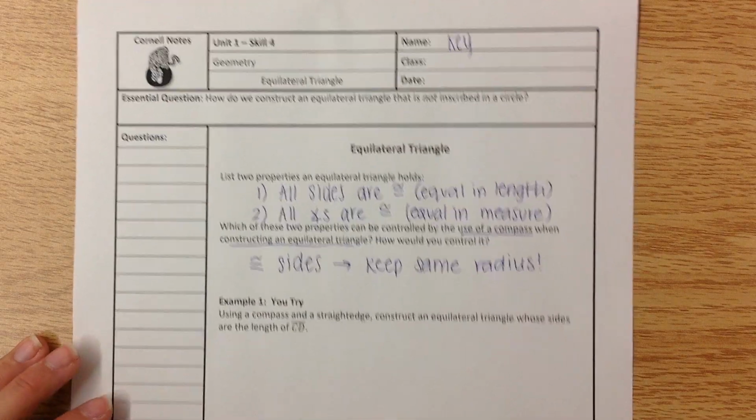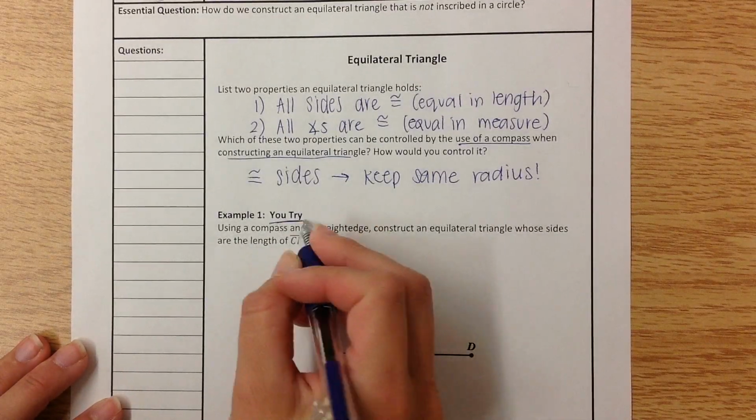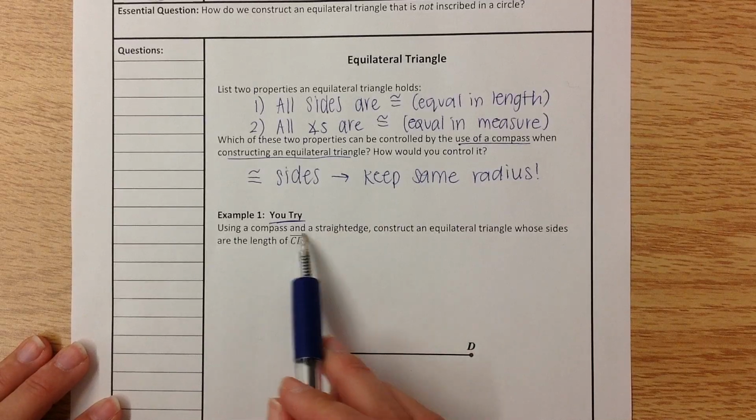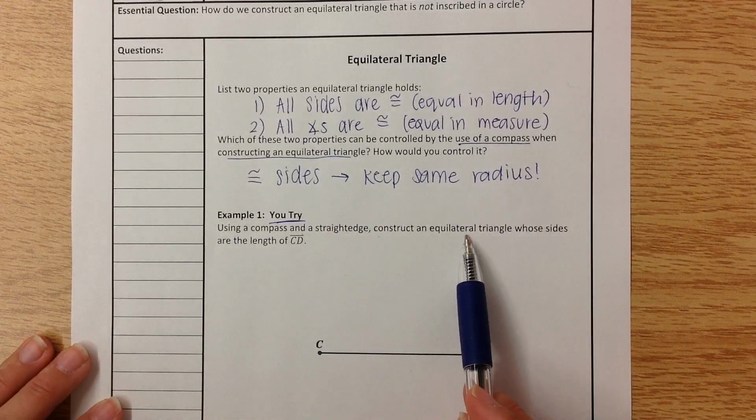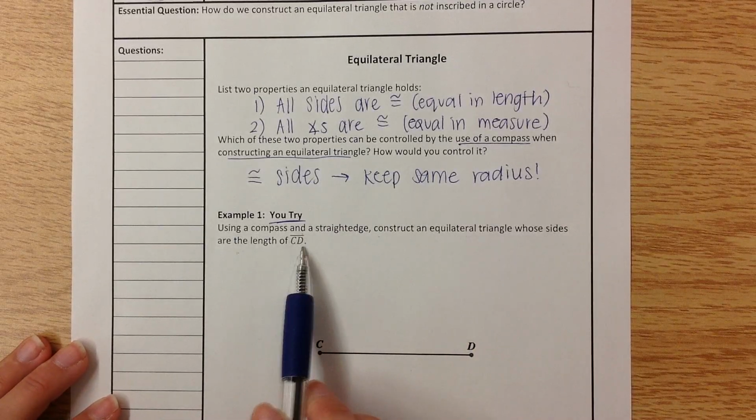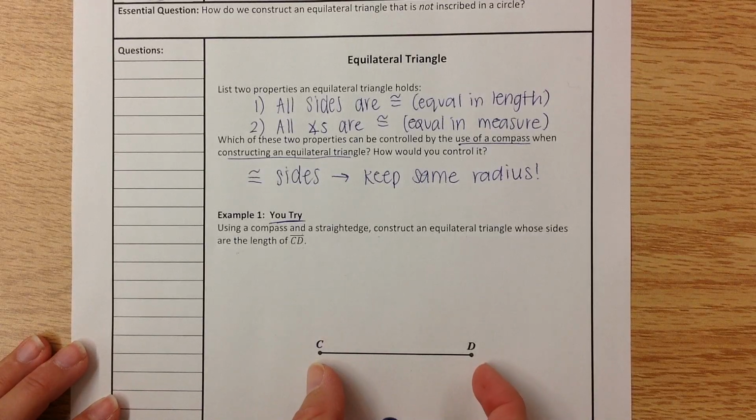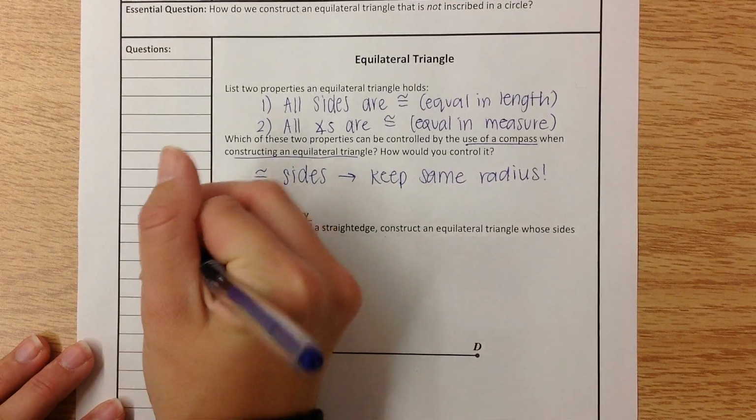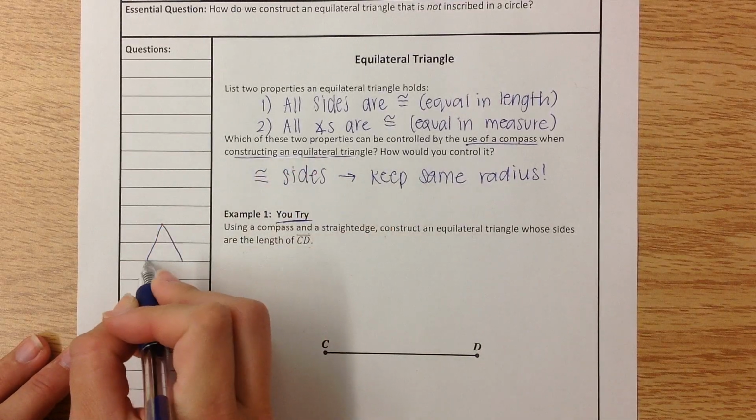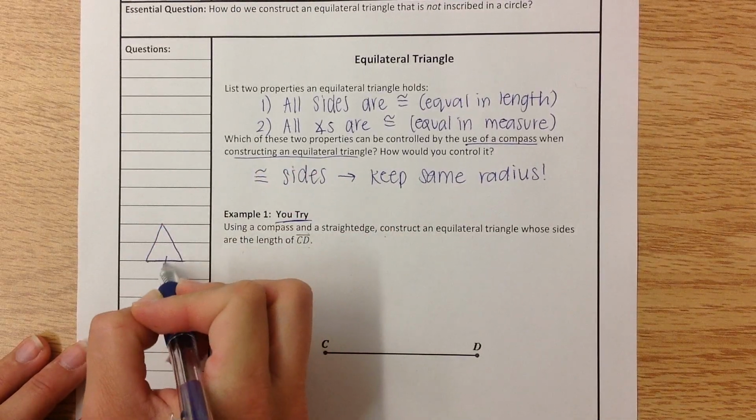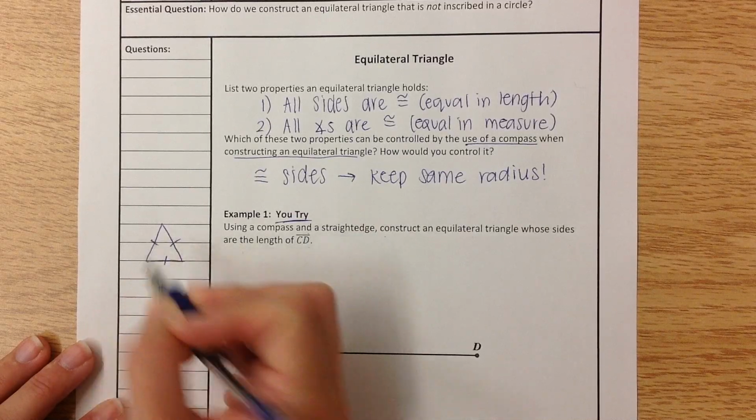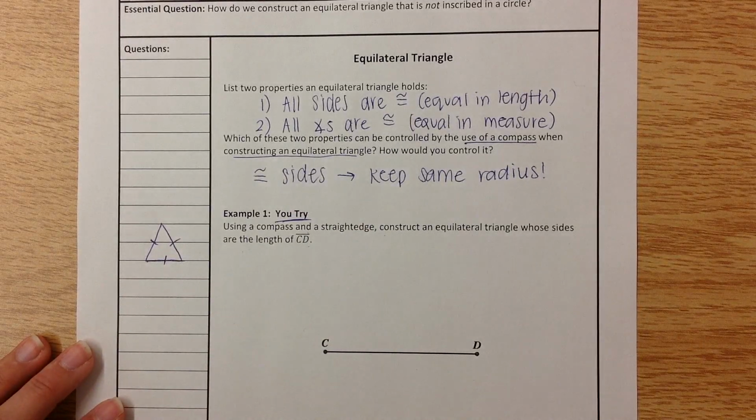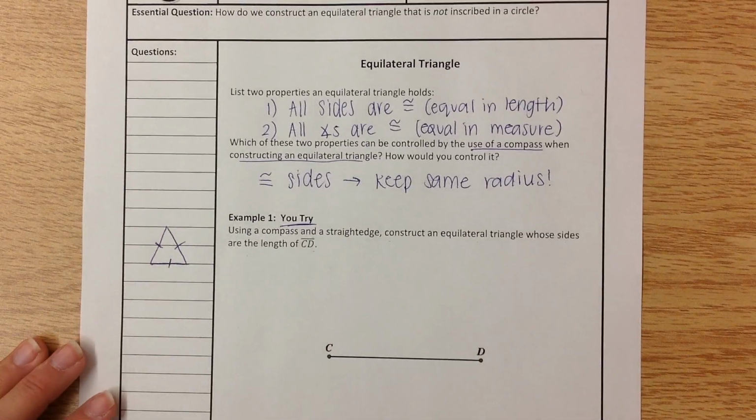So what I'm going to have you do is just pause your video, and I want you to try using a compass and a straight edge to construct your equilateral triangle whose sides are the length of CD. So every single side of your equilateral triangle needs to be the length of CD. And remember, if you are struggling to recall what an equilateral triangle looks like, all the sides are equal or congruent. So take a second to just try something on this little image here. Okay? Pause your video.